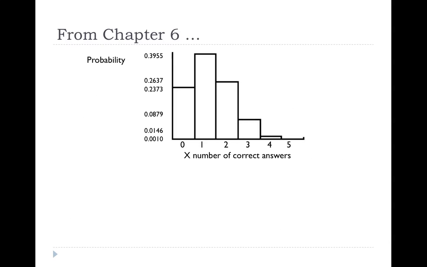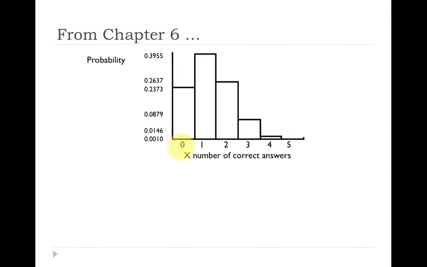We had done a probability histogram in Chapter 6 for the number of correct answers on a 5-question multiple choice test. If the experiment involved guessing all 5 questions, the number of correct answers for x, the discrete random variable, can assume values of 0, 1, 2, 3, 4, or 5. So you could get none correct, or all 5 correct, or any number in between. The height of each rectangle represented the probability of that event happening.